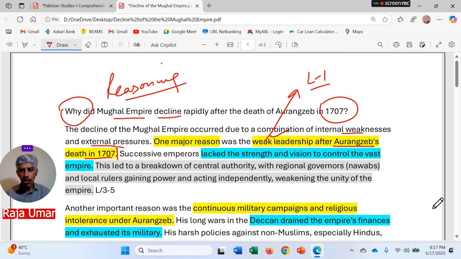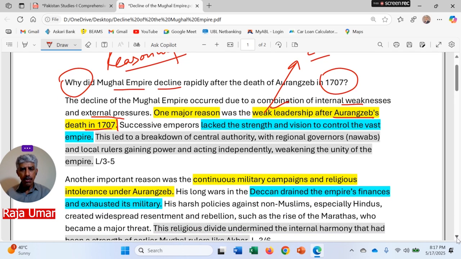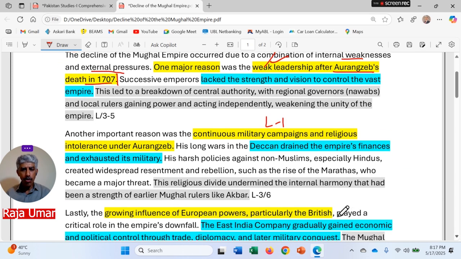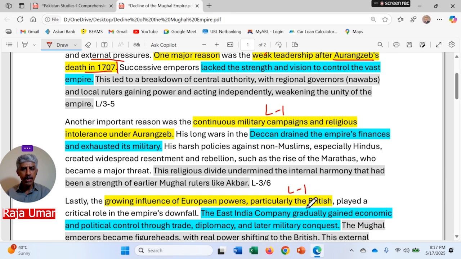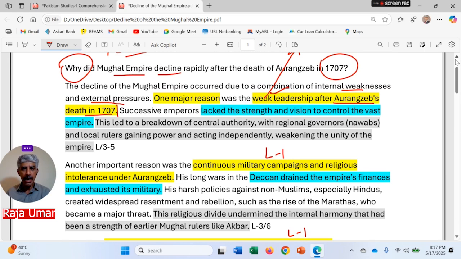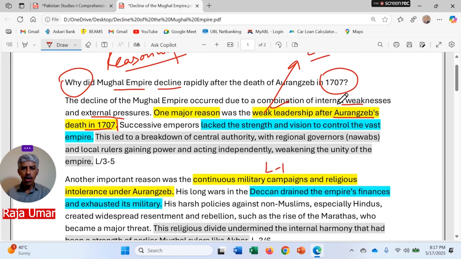And in the same way, all the yellow ones are level one sentences, right? And over here, a level one sentence. If a student just writes these three sentences, the yellow ones, and nothing else, that student will get 3 marks out of 7, right?